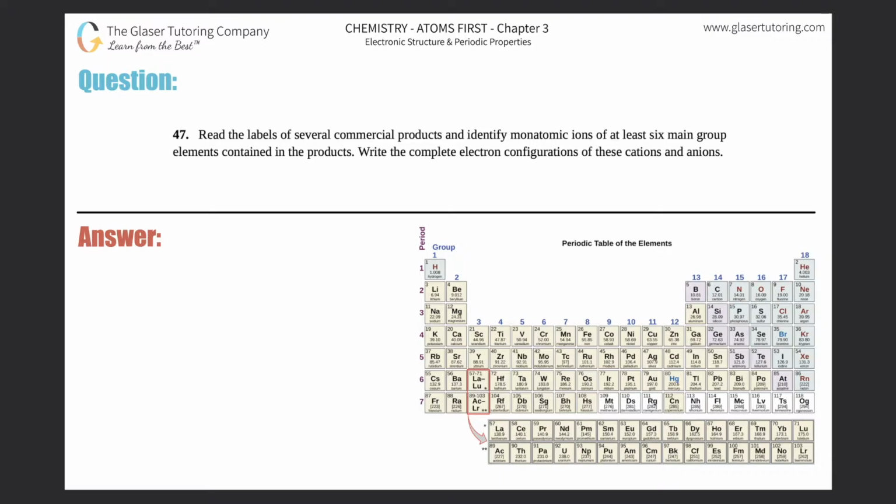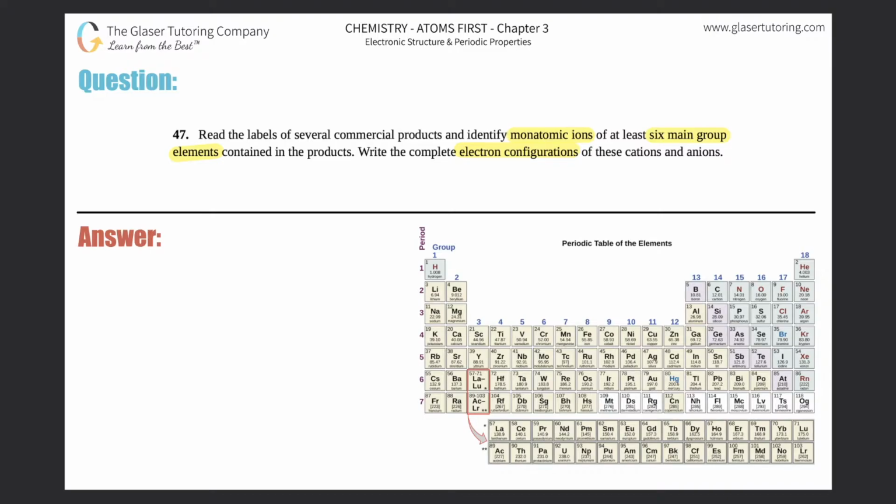Number 47. Read the labels of several commercial products and identify monoatomic ions of at least 6 main group elements contained in the products. Write the complete electron configurations of these cations and anions.